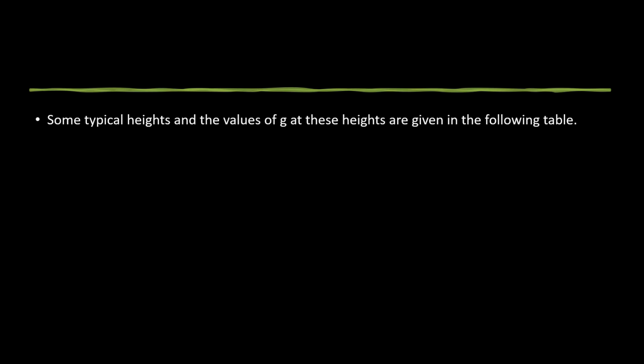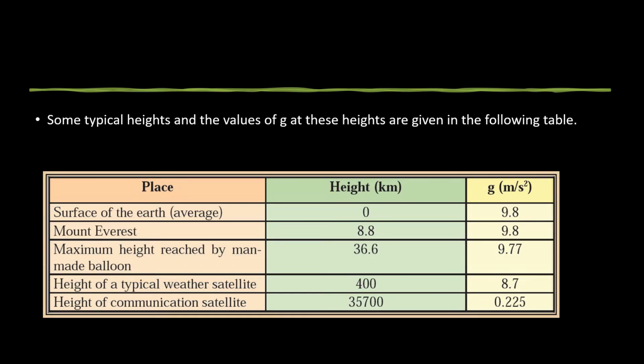Let us see some heights and the value of g at these heights. On the surface of the earth, the value of g is 9.8 meter per second square, and even at a height of 8.8 kilometers, that is on Mount Everest, you can see there is no change in the value of g. And even for a height of 400 kilometers, you can see only a slight difference in the value of g. And for longer distances, that is, heights in thousands of kilometers, you can see the value of g decreasing with increase in height.